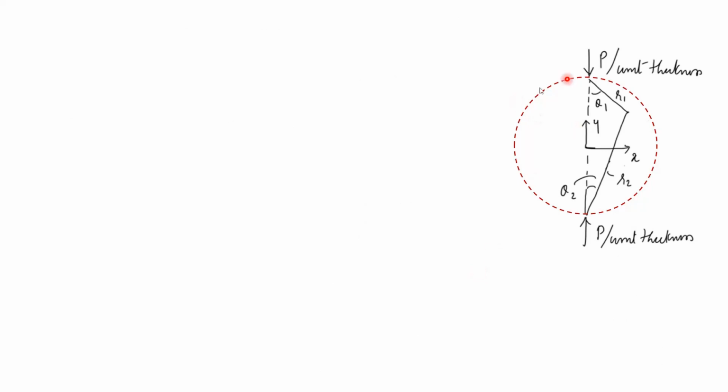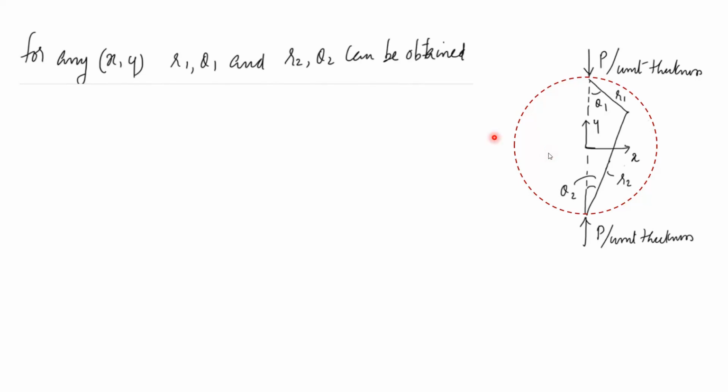I have just isolated the circular portion here with one load here and a second load at this point, and r1 theta 1 coordinates are shown here, r2 theta 2 coordinates are shown here. So for a given point here, you can express it either in terms of r1 theta 1 or r2 theta 2 or x and y. For any given x and y, r1 theta 1 and r2 theta 2 can be obtained and vice versa.